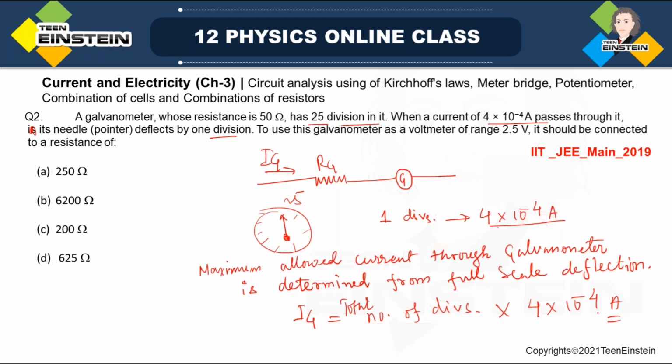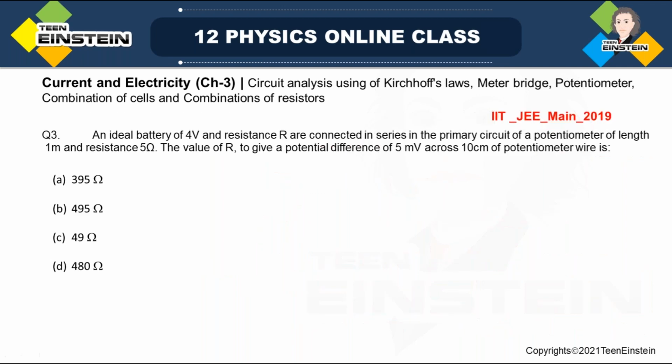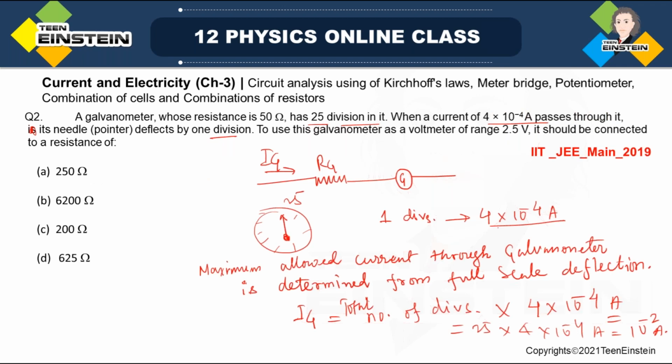Okay, all right, so this total division is 25. So what is the allowed current? This is 10 to the power minus 2 ampere. Okay, 10 to the power minus 2 ampere. So I'll just erase this part, since I don't have a next page. I hope you have understood this. I'll just repeat it and then erase.